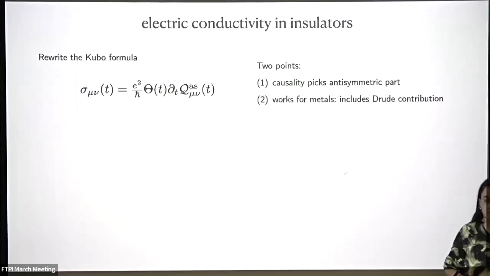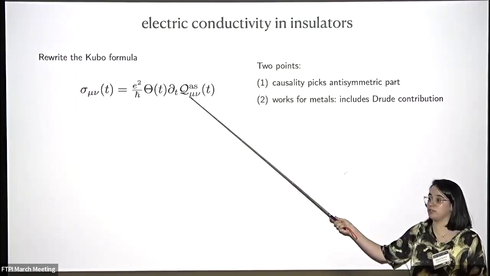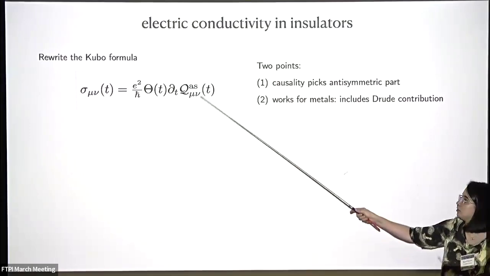That's just the Kubo formula. It's quite nice because if you blindly apply this even to metals, and then you just compute it, you find out that the time derivative of the quantum geometric tensor is shifted also by the Drude weight, so it's in there too. Okay, so this also applies. It's possible to apply it to metals, even though I didn't prove it here for you.